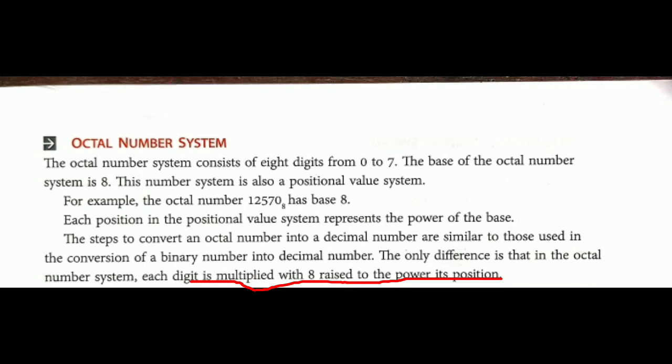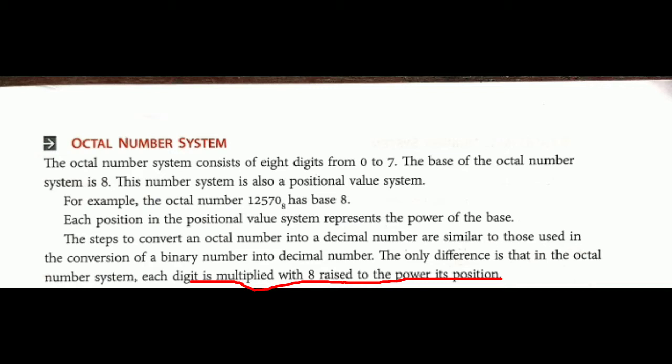In converting a binary number into a decimal number, we multiplied each digit by 2 raised to the power of that particular position. Here in the octal number system, each digit should be multiplied by 8 raised to the power of that position. Why? Because the octal number system has the base 8. We follow the same steps as in converting a binary number into a decimal number.